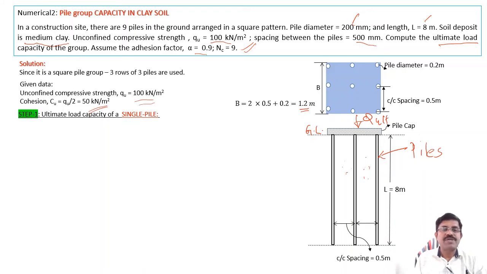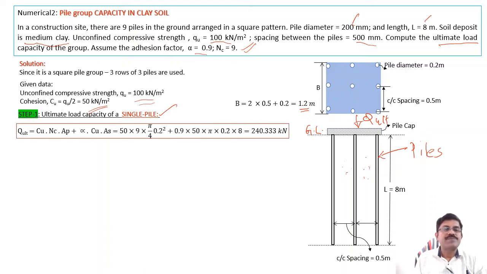The first step is to calculate the load carrying capacity of the single pile. The expression is this. Okay, this is the expression for the ultimate load carrying capacity of the single pile. It has two components, end bearing and skin friction.